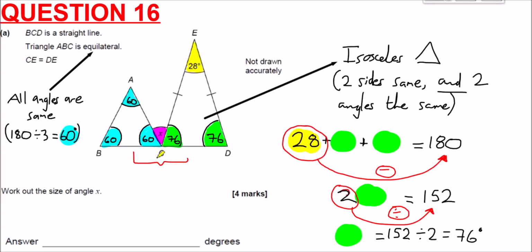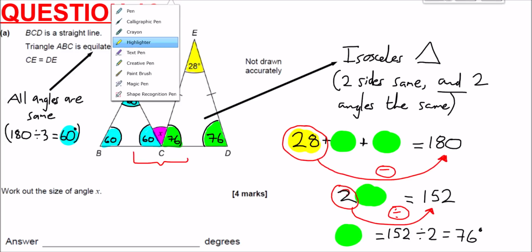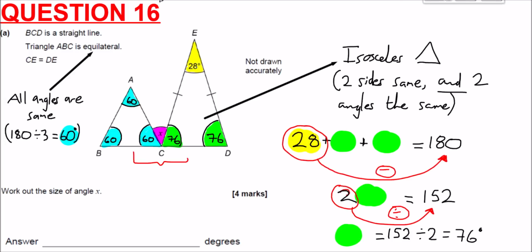Now angles that touch together at the same point and lie on the same side of a straight line will add up to 180 degrees. And so these three angles here will add up to 180 degrees. So that's 60 plus x plus 76 will have to total 180 degrees, because angles on a straight line add up to 180.